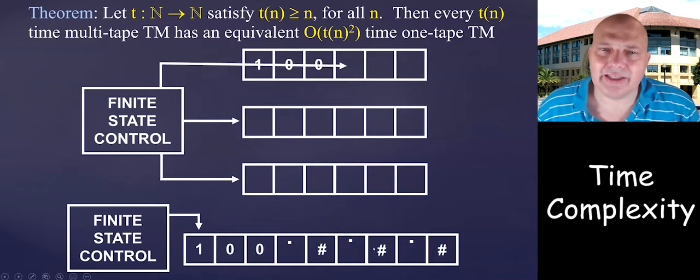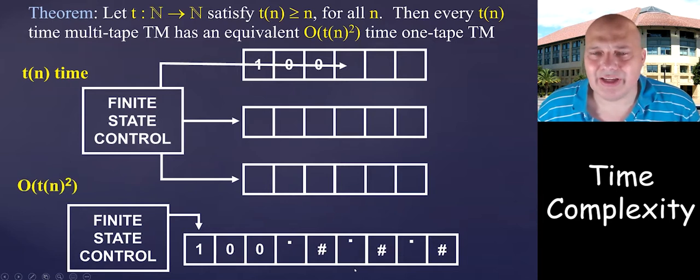So how much time does this mean? I want to claim that if this is order t time, then this is order t squared time. And the number of steps we're going to simulate is t of n time. And now I need to claim that each one of these takes order t of n time to simulate.